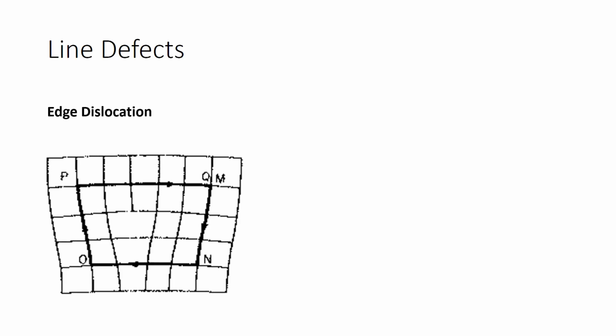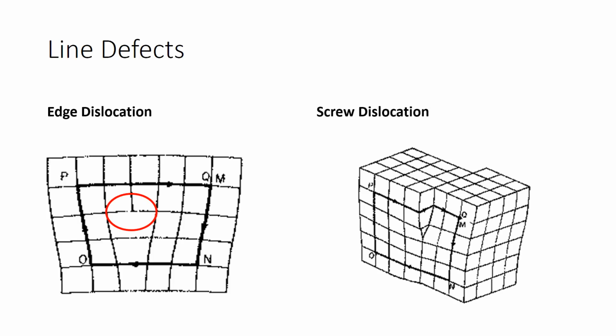Line defects are where unit cells do not line up properly. There are two types. An edge dislocation is where the faces of two unit cells meet up with the face of one unit cell. A screw dislocation is where the corners of two unit cells line up diagonally instead of straight.